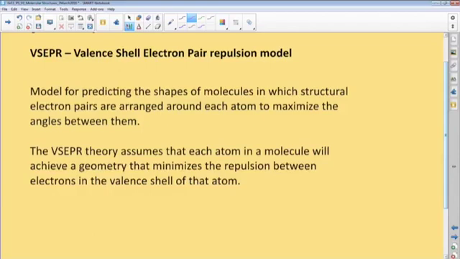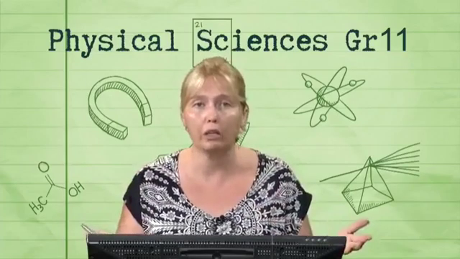And the VSEPR, sometimes people call it VESPR, but VSEPR stands for Valence Shell Electron Pair Repulsion Model. What does that mean? It means the following. Why am I looking at Lewis diagrams? Because I want to look at the valence electrons. What are the electrons that are involved in bonding?